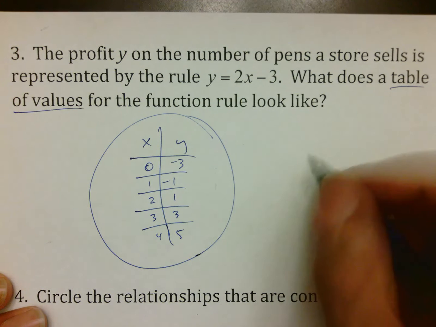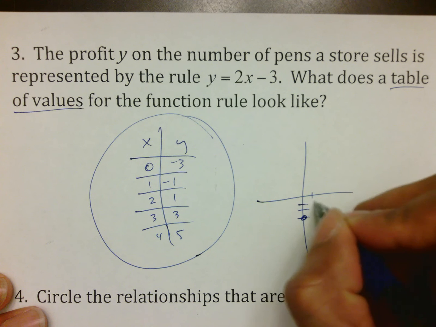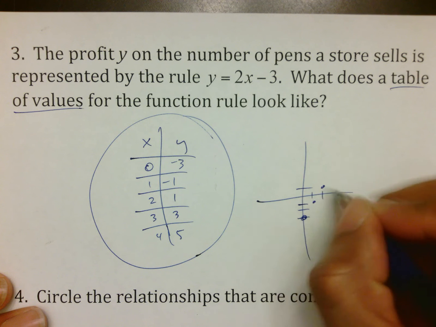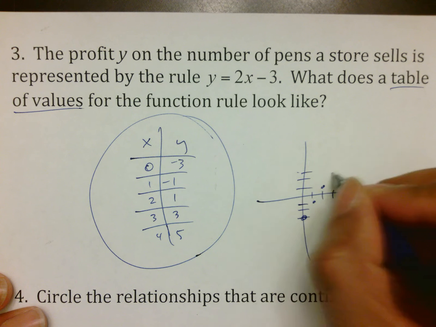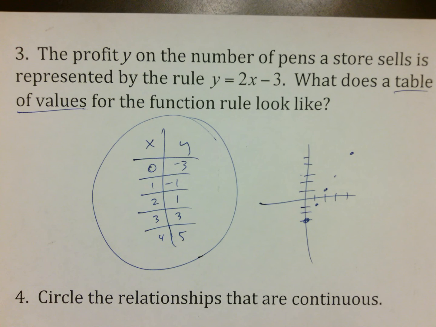The only thing is you will probably be asked to go ahead and graph this thing, which means that you would actually have the 0, -3, the 1, -1, the 2, 1, the 3, 3, and the 4, 5. But like I said, just be ready for that. Make sure you read the question. Make sure you pay attention.